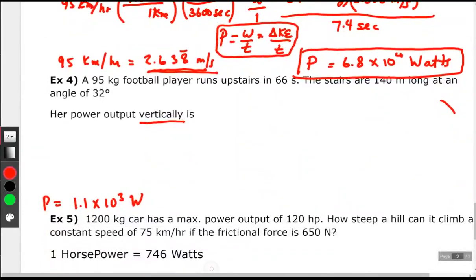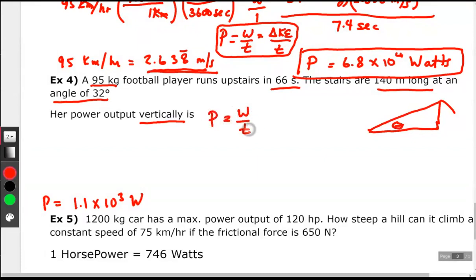A football player runs upstairs in 6.6 seconds, and the stairs are 14 meters long at an angle of 32 degrees. So let's do a little sketch. It's always useful. It says, "What's the output vertically?" So that's where you have to be careful. Since this one is going to be something new for you to see, ready. The power is work over time.